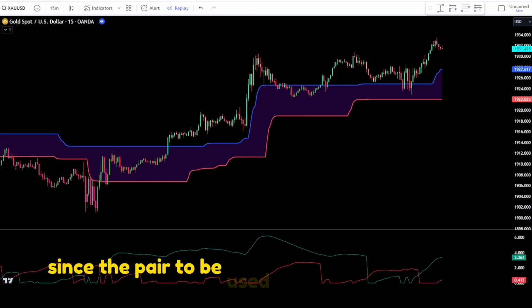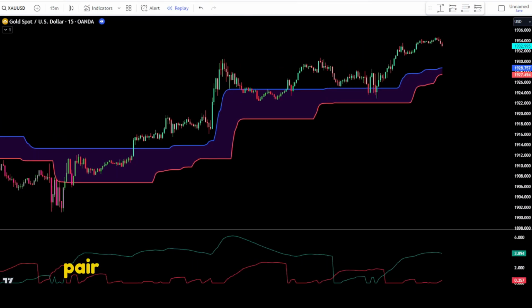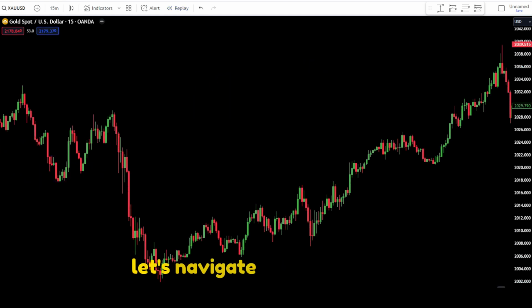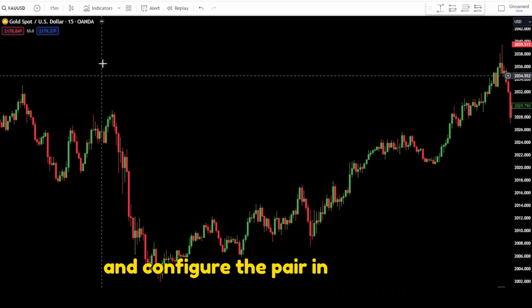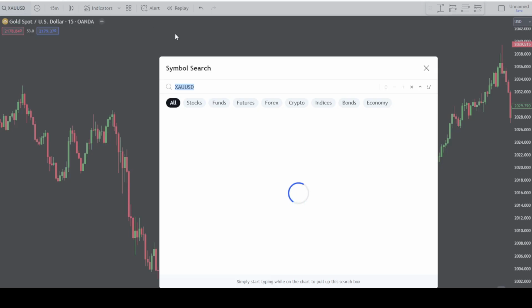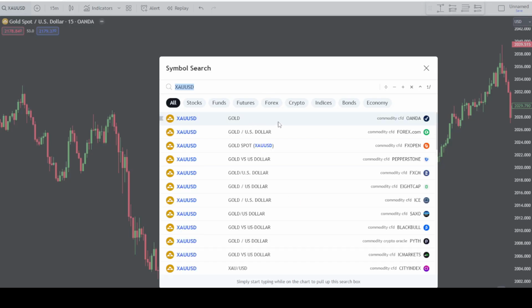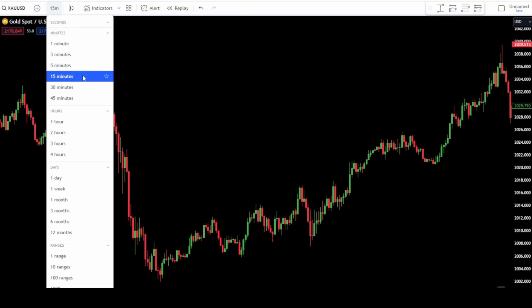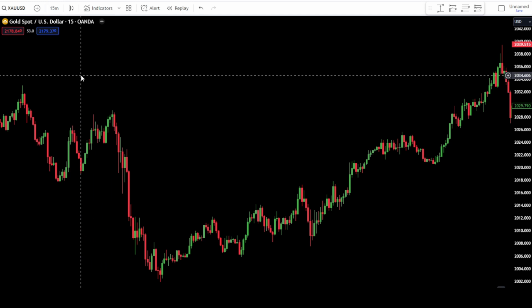Since the pair to be used in this video is the gold pair or XAU-USD on the 15-minute timeframe, let's navigate to TradingView and configure the pair and timeframe. Go to the pair settings, then set the pair to gold or XAU-USD. Afterward, adjust the timeframe to 15 minutes for the optimal setup.